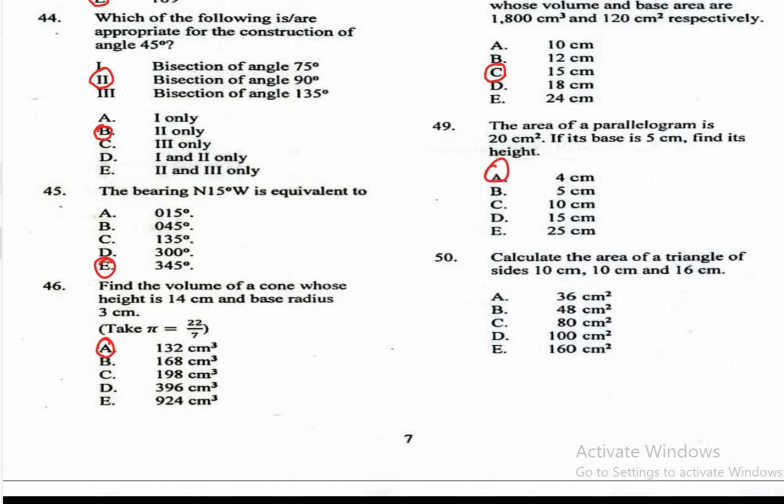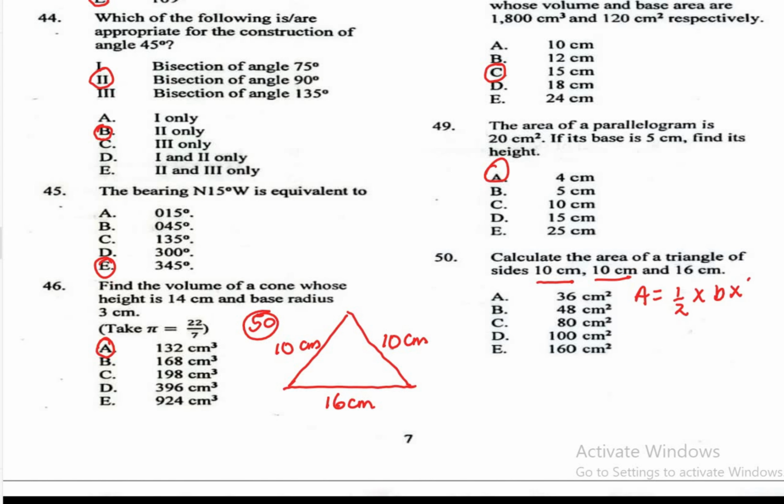All right, question 50 says, calculate the area of a triangle of sides 10 centimeters, 10 centimeters, and 16 centimeters. Since two of the sides are equal, then this is an isosceles triangle. Let's sketch it. An isosceles triangle. Two sides are equal. 10 centimeters, 10 centimeters, and the base side, this side is 16 centimeters. Area of a triangle is 1 over 2 times base times height.